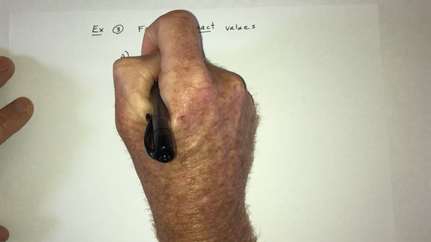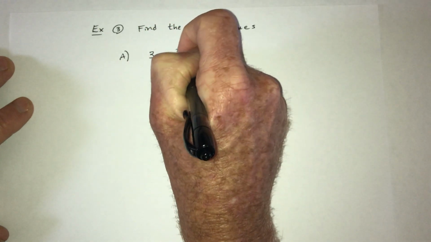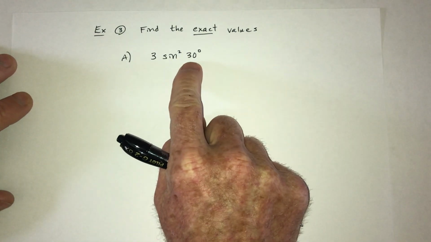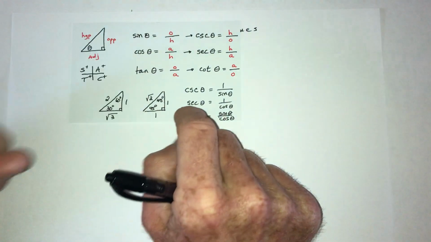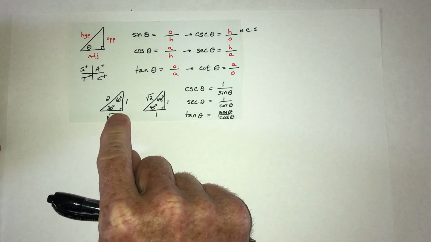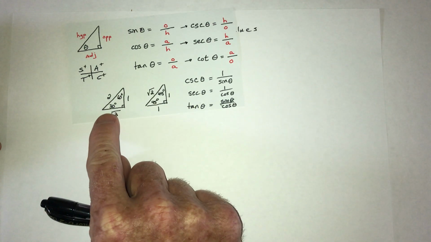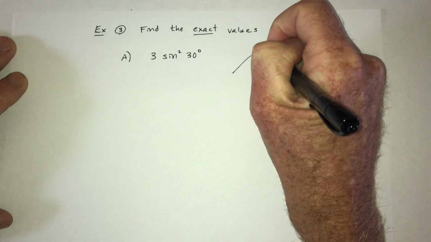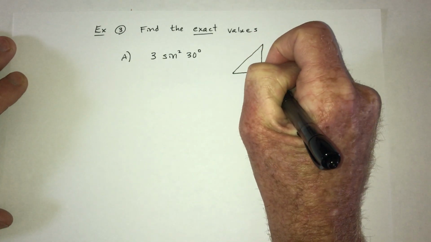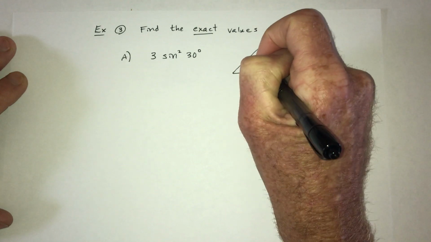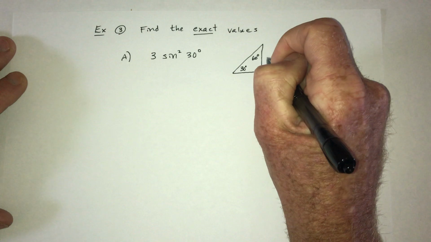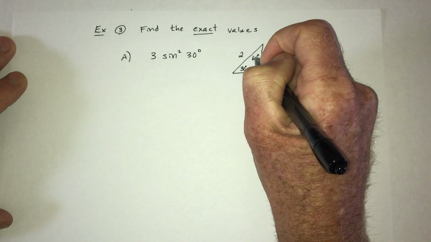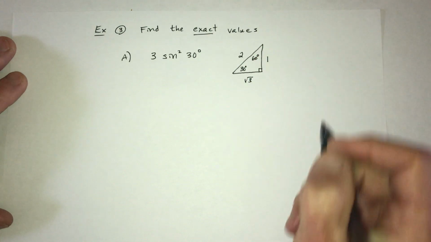So for part A, 3 sine squared of 30 degrees. Well, if it's going to be exact values, then it's going to come from one of these two triangles. And since it's 30 degrees, it's going to be this one right here. So then use the 30, 60, 90 triangle. 30 degrees, 60 degrees. Across from 30 is 1. Across from the 90 degrees is 2. And across from 60 degrees is the square root of 3.